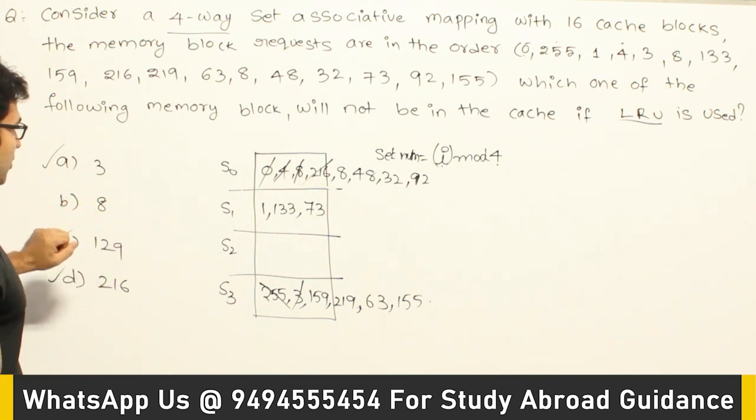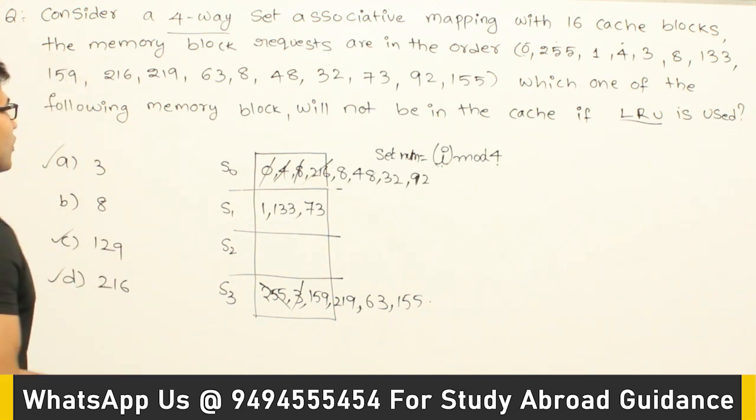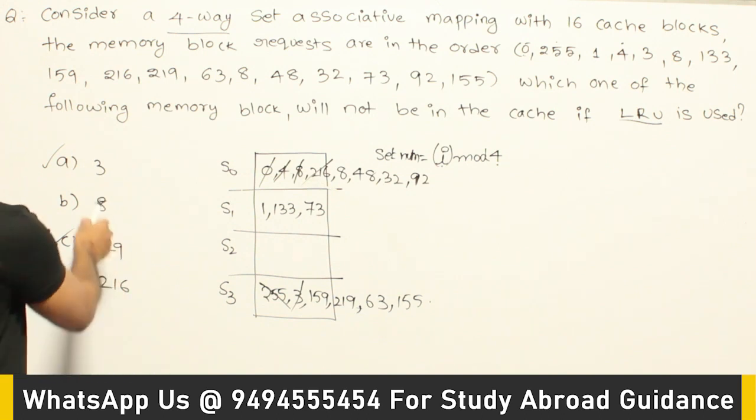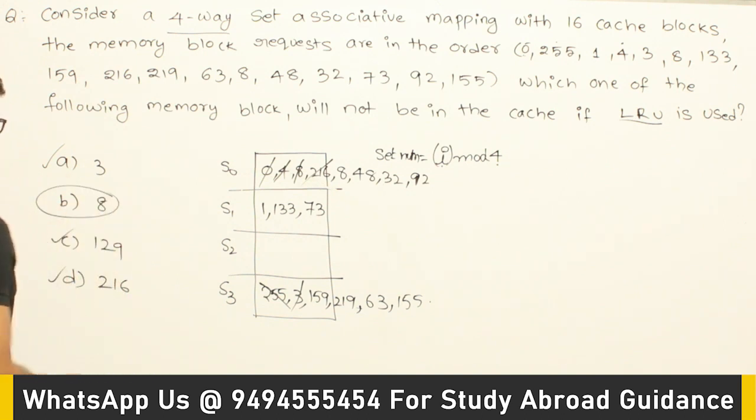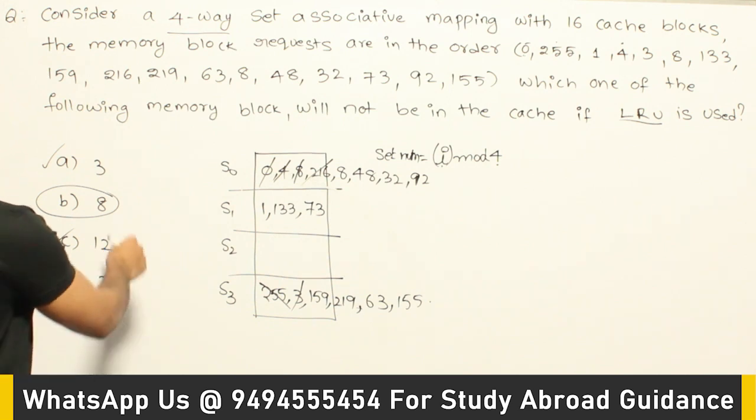So all these are not present. So which one is not present? 3 is not present, 129 is not present, and 216 is not present. So I think it would be better if you change the question to which of the following are present. So only 8 will be present, isn't it? So 3 is not present, and 129 is not present, and 216 is not present. Therefore the answer is this.